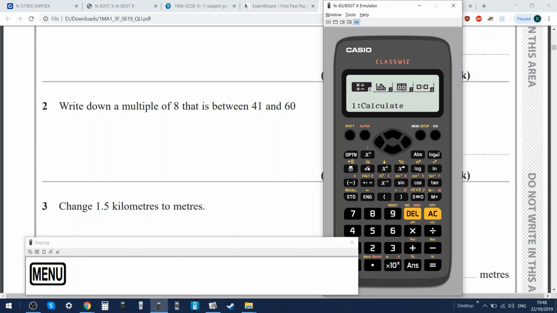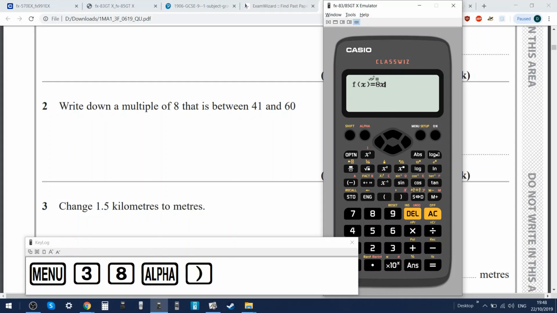Menu, 3 for table, times table. F of x, we want 8x. That is the 8 times table. 8, alpha, right bracket gives us the 8x. Press equals. We only need 1 times table.